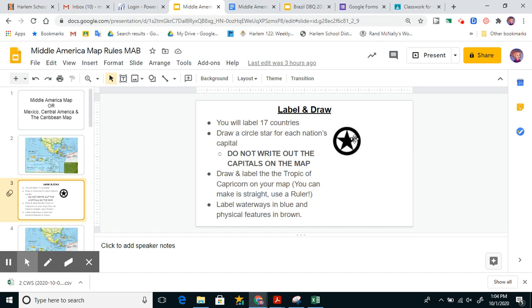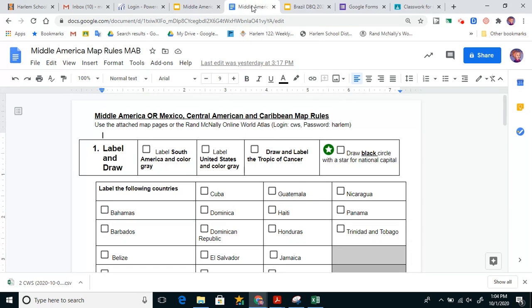You're going to draw a circle star for each of the national capitals. You are not going to write the capital names on the map, but rather you will write them on your map rules. Attached to this assignment is also the map rules. So it goes through just as my slideshow is showing you that you need to label South America colored gray, same for the US, draw in the Tropic of Cancer, and then the circle star for the national capitals.